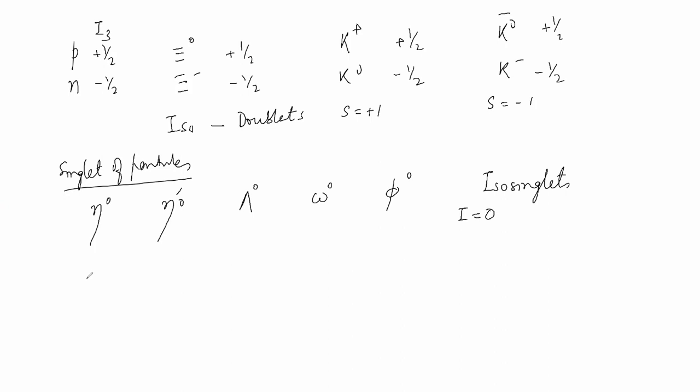Then you have isotriplets, like sigma plus, sigma 0, sigma minus, pi plus, pi 0, pi minus, rho plus, rho 0, rho minus. Then what is the antiparticle of sigma plus? Sigma minus. No.